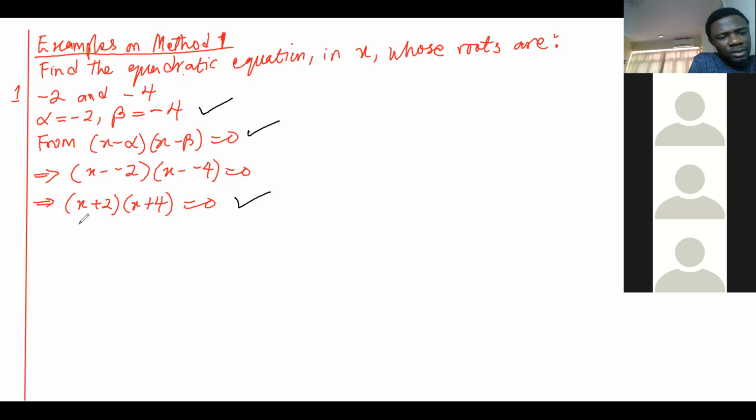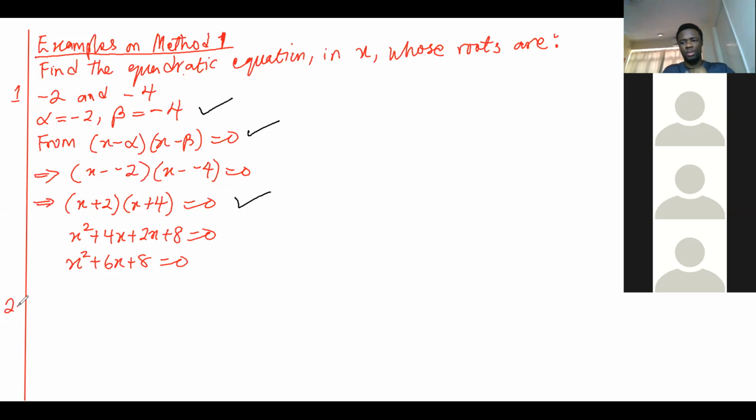So if you expand, we're going to have x squared plus 4x. Make sure the first time you expand the bracket first. Then 2x plus 8 equals 0. So that implies x squared plus 6x plus 8 is equal to 0. The instruction is to find quadratic equation in x. You have just found quadratic equation in x. That's it. Questions?